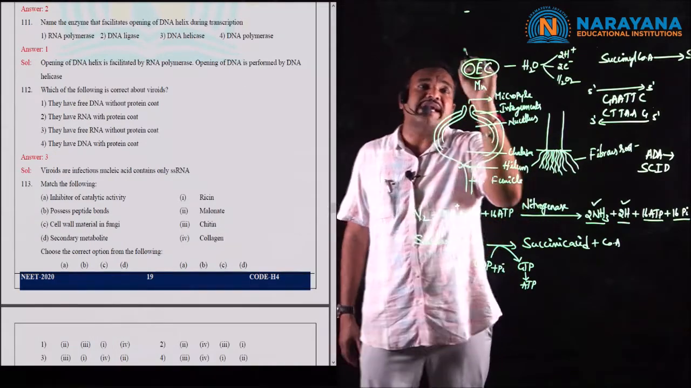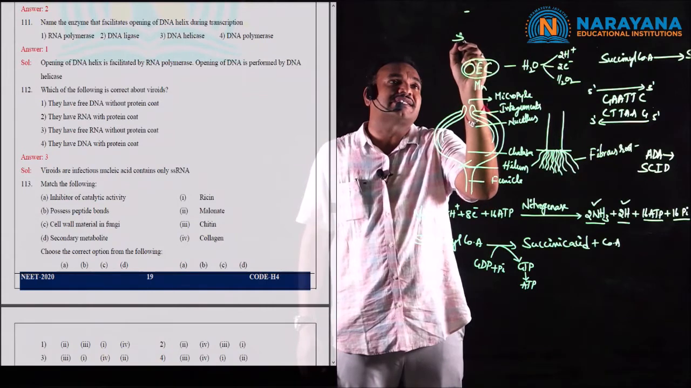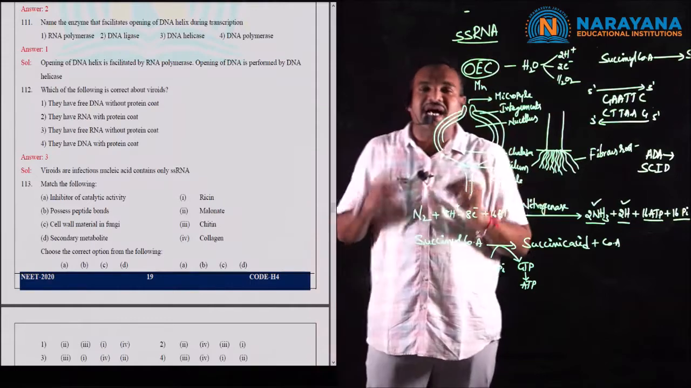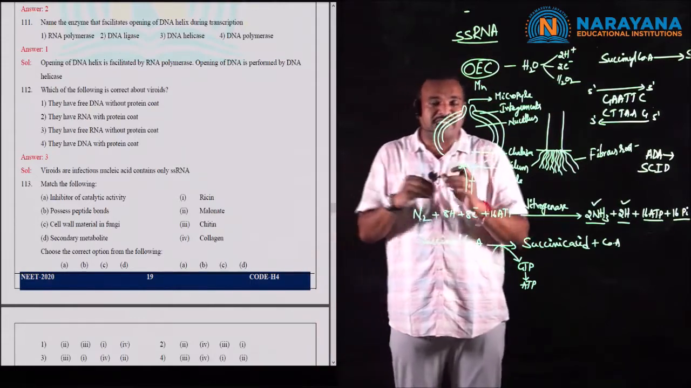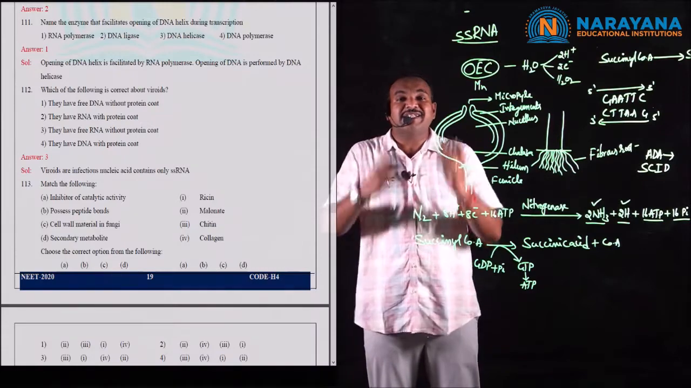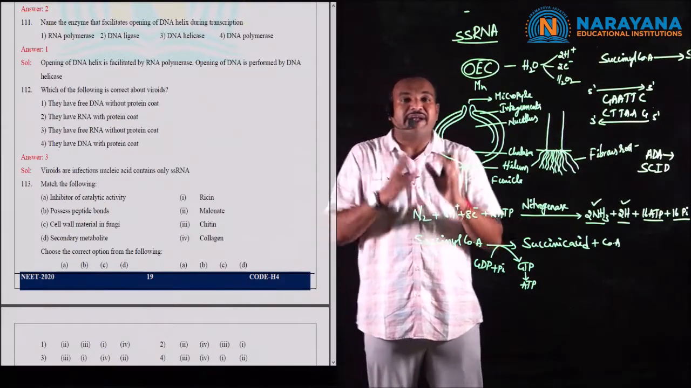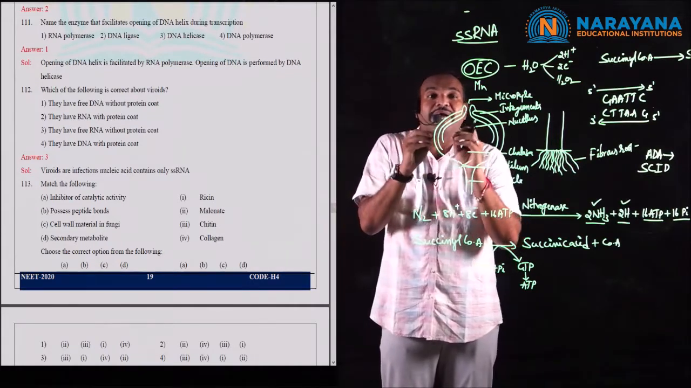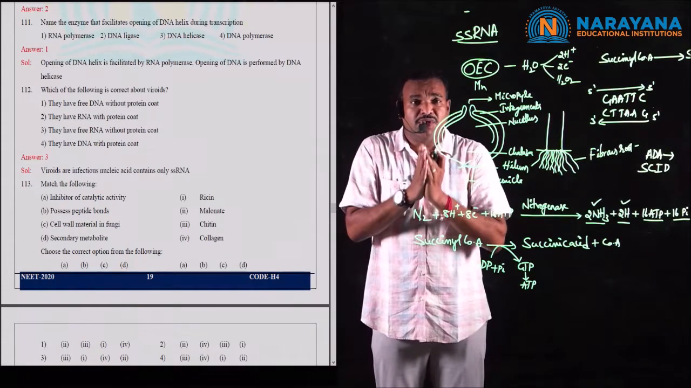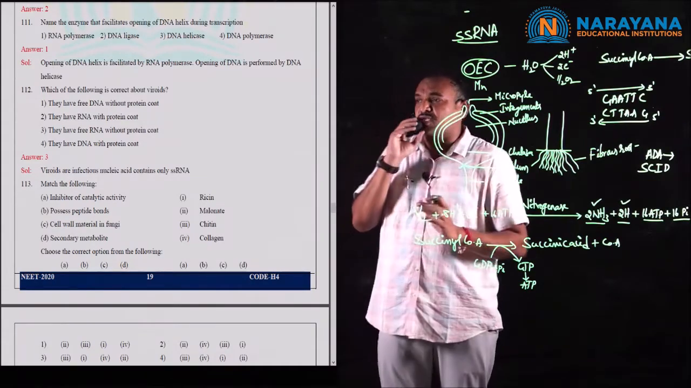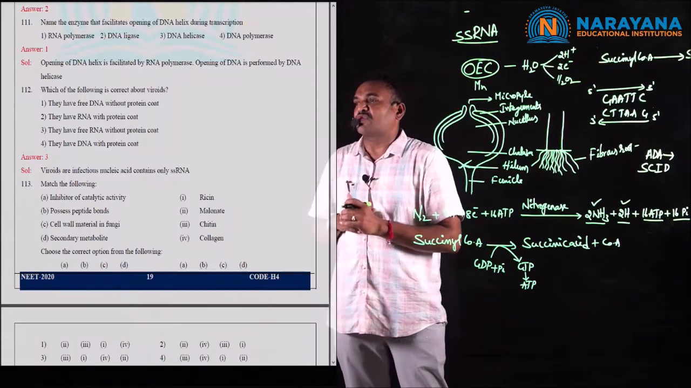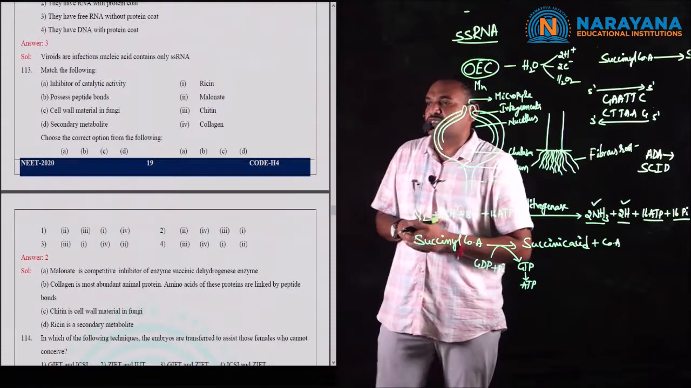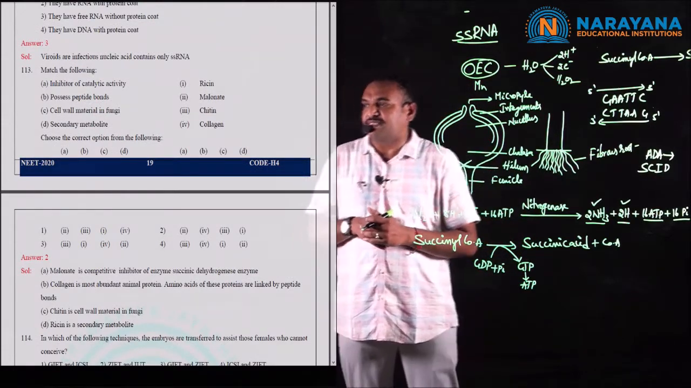Viroids contain only nucleic acid. What type of nucleic acid do they contain? Single-stranded RNA. Single-stranded RNA acts as the infectious agent and causes diseases in plants. The best example of a disease caused by viroids is potato spindle tuber disease, caused by the potato spindle tuber viroid. This is an infectious nucleic acid, RNA, without a protein coat. That means the right option for question 112 is the third option. They have free RNA without a protein coat. And next we are discussing question number 113.